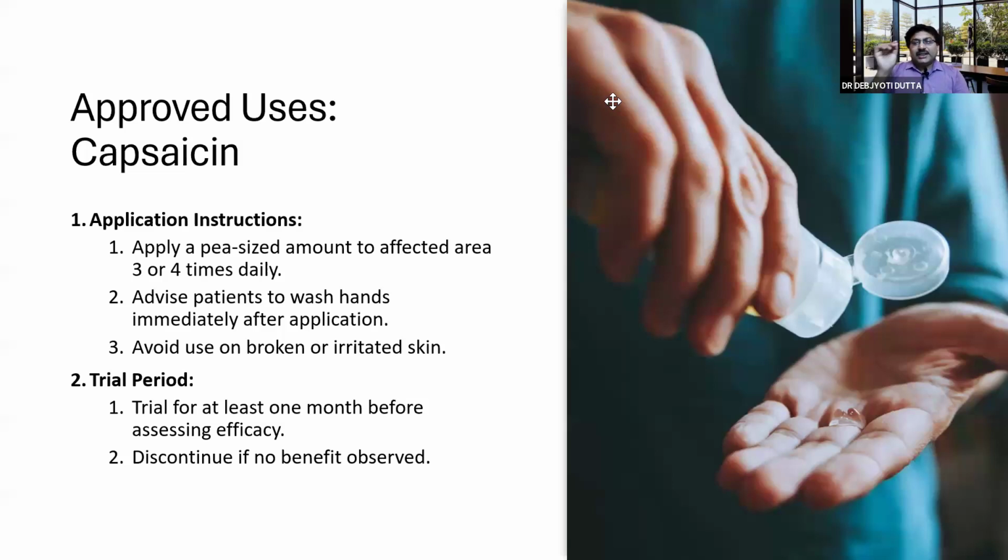So for application, take a very small amount and put it over the area of the pain. It is a type of local action only. Ask the patient to wash their hands immediately after the application, and avoid using it on broken skin. If the patient is not responding even after 1 month of use, you should discontinue the drug if there is no benefit. So these are the most common pain adjuvants, but there are some specific drugs that will come when we'll be discussing the specific topics.